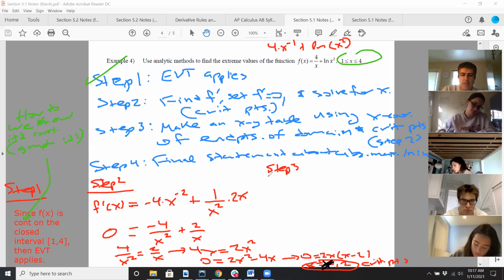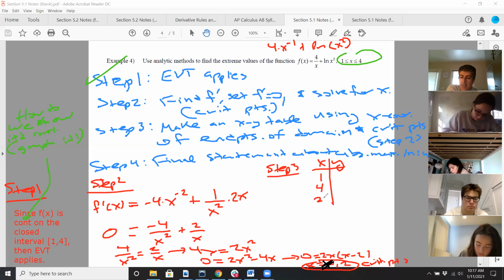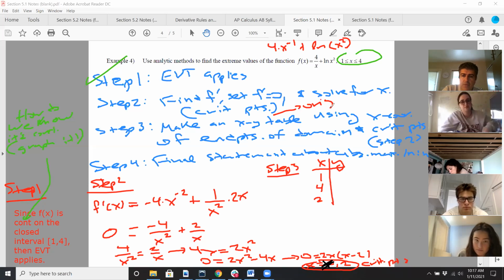Step 3, you're going to do a quick XY table. You can use the coordinates of the endpoints and the coordinates of your critical points. So my endpoints are at 1 and 4. My critical point, I'm going to use 2. And you plug it into the original function. We're going to use the original function here.